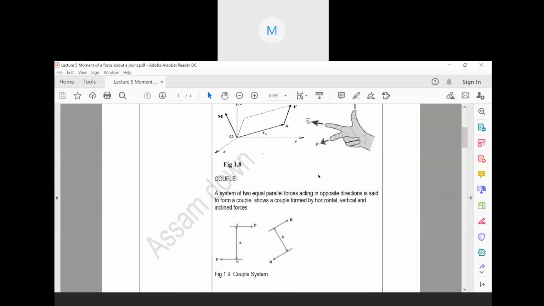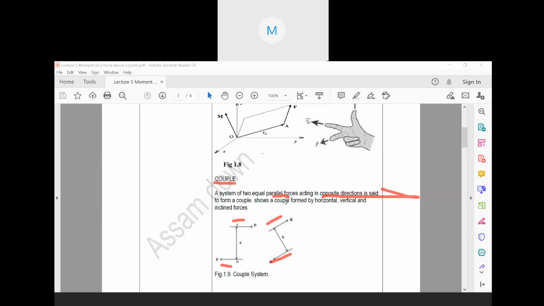Now, in the last class I explained couple. I guess this one is clear with everyone. Someone asked me in the first or second class, what is a couple? Couple means a system of parallel forces. Look, this one and this one are parallel and in opposite directions. Pay attention to this. This one is in this direction and this one is in this direction. If these two are in opposite directions, then it is said to form a couple.